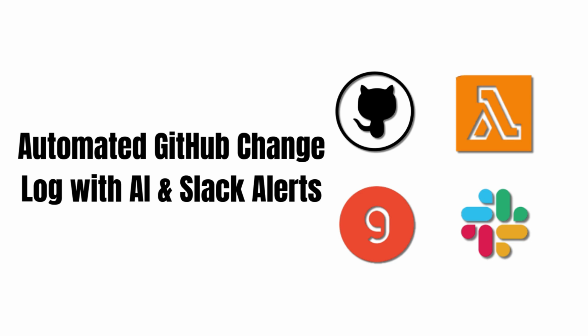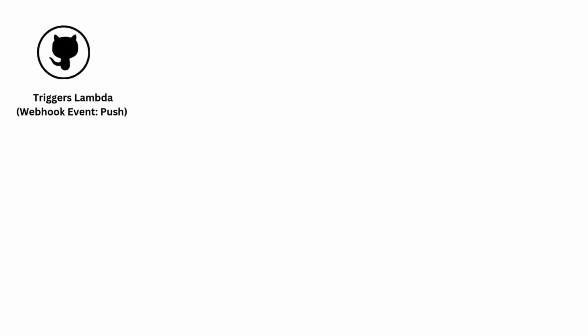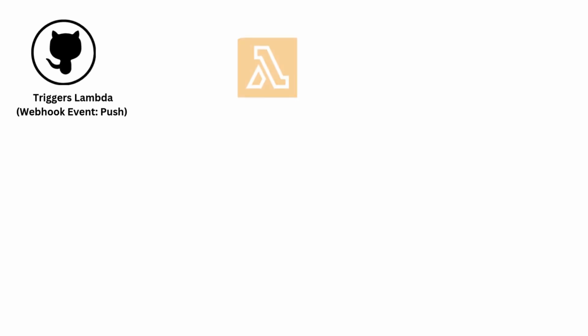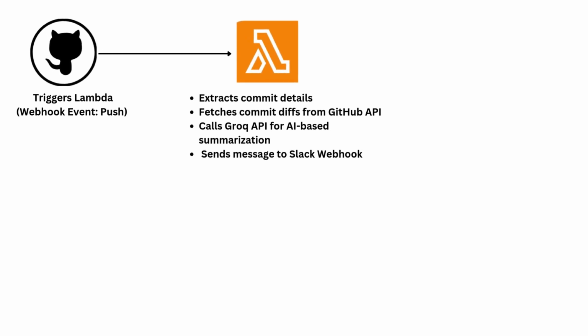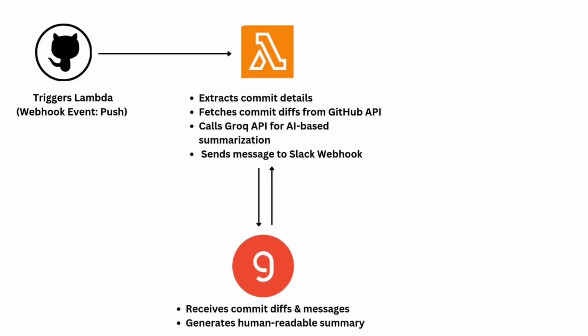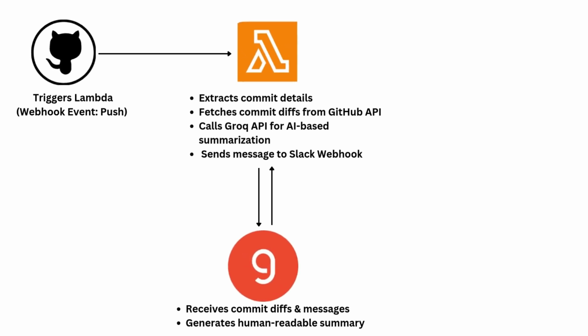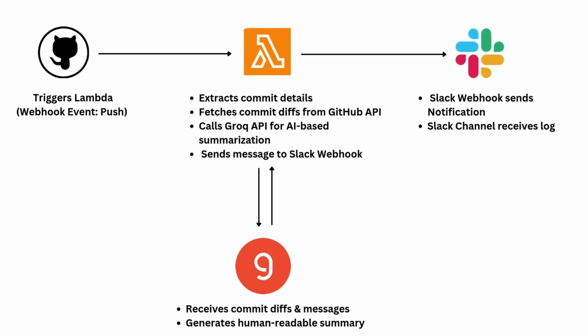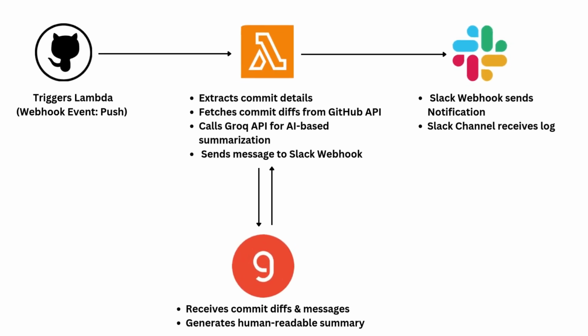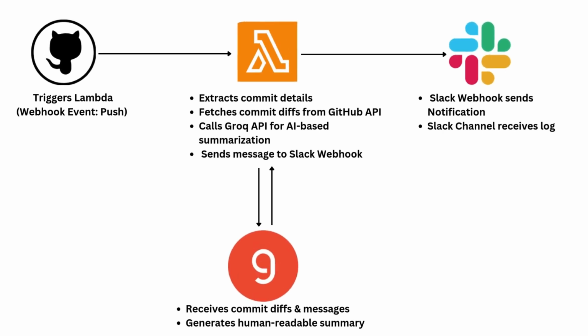Alright, before we start our setup, let's break down what we are actually building. Here's the workflow. Once you make a push to GitHub, GitHub sends a webhook to our AWS Lambda function. This function processes the commit messages and filters out the useful ones. We'll make use of Groq AI to summarize those changes, and the function will send Slack a notification with a clean and readable change log. This means that every time you or your team updates the repo, Slack gets a neat summary. There is no manual work required in this workflow.